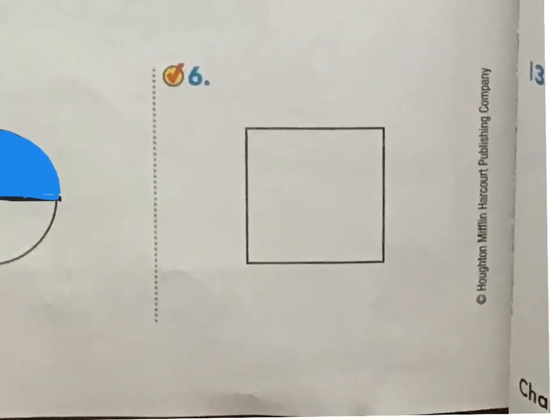All right, let's move to number 6. Finally, let's divide this square into fourths. Press pause if you need to, and then play when you want to continue. Since I drew a plus on the circle, I think I'll draw an X on the square.